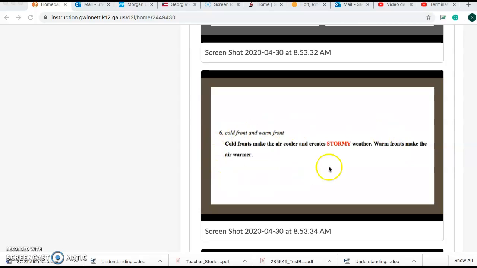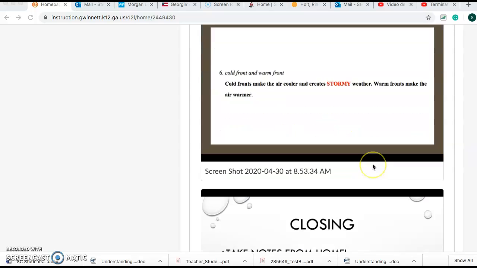All I want you guys to write down for number 6 is this. Cold fronts make the air cold and stormy weather. Warm fronts make the air warmer, okay?